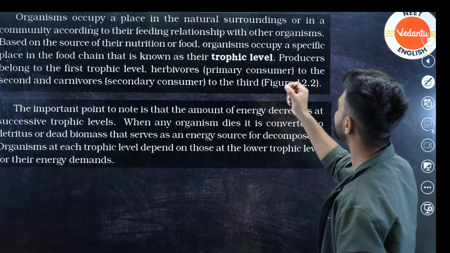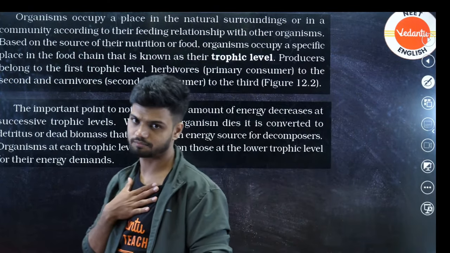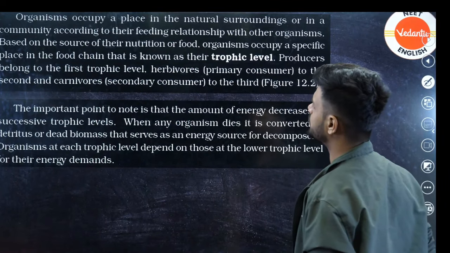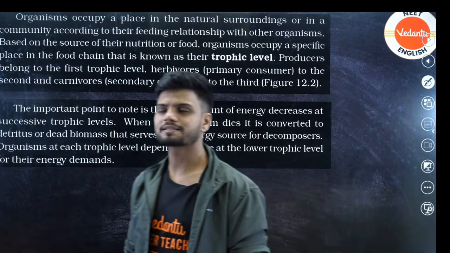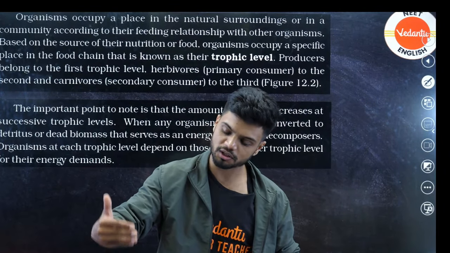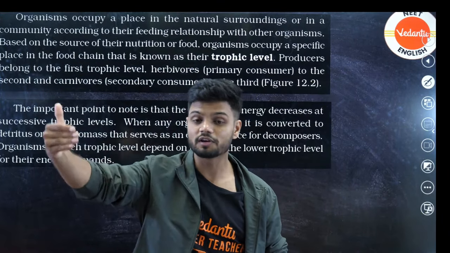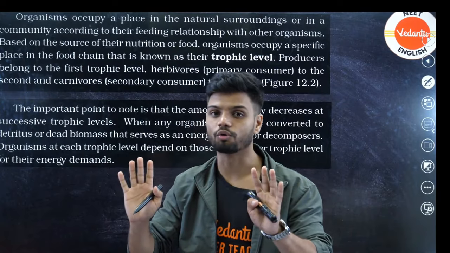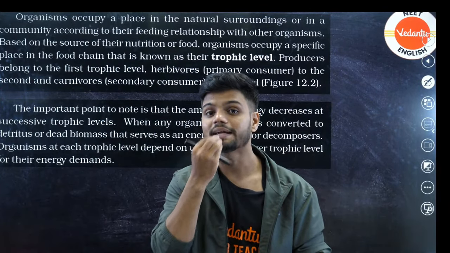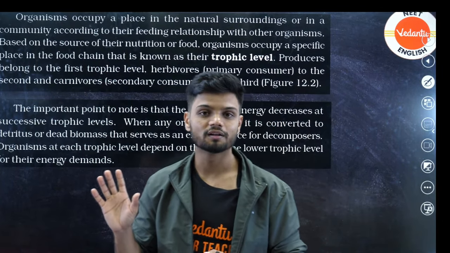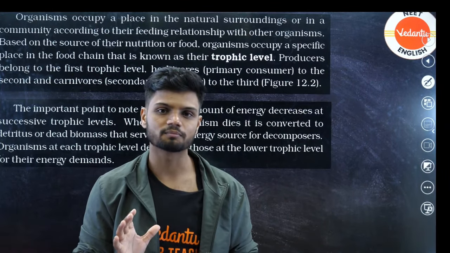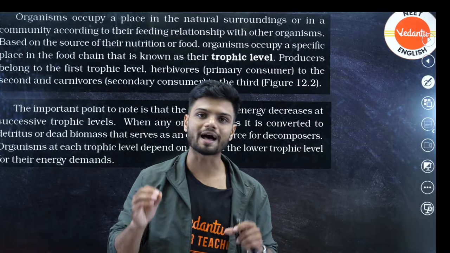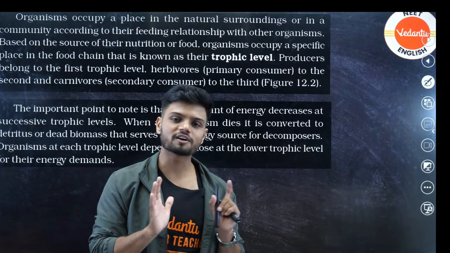Organisms occupy a place in the natural surroundings. Yes, all of us have a place in the surrounding. I am standing here, you're sitting there. Or in a community. Like all of you have a place in the community. For example, in the case of your classroom, we have first bencher, middle bencher, last bencher. Different levels are there. But are we talking about this first bencher, second bencher, last bencher here? No. We are talking about your classification based on the eating pattern. First benchers will not eat until the interval. Middle benchers will open the tiffin in the middle of the class. Last benchers will finish the tiffin as soon as they come to school. First benchers will sit and listen to the class.